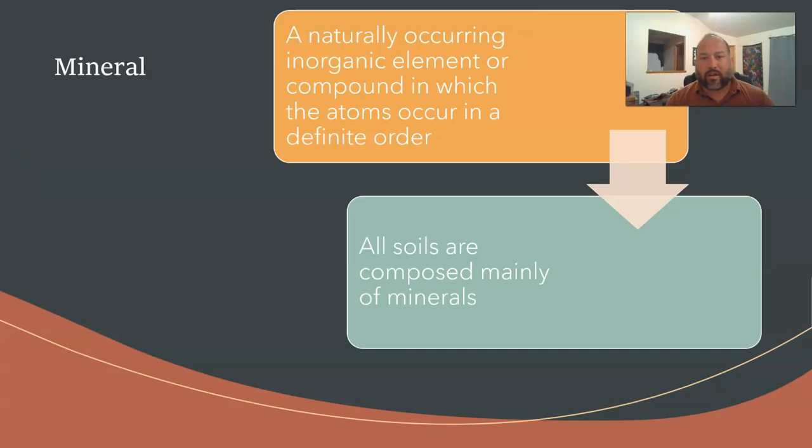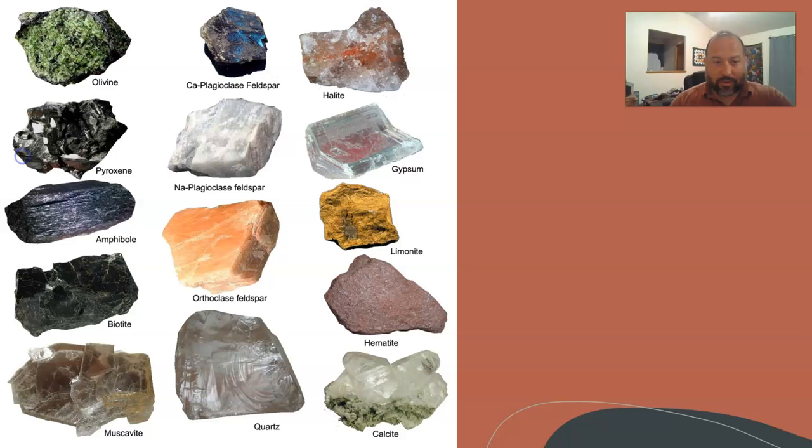So, in terms of where do we start? Let's start down with minerals. So, a mineral is a naturally occurring inorganic element or compound in which the atoms occur in a definite order. And we're going to talk about that order and why that's important. And then why are we talking about this in Introduction to Soils? And that's easy. It's just the fact that all soils are composed mainly of minerals.